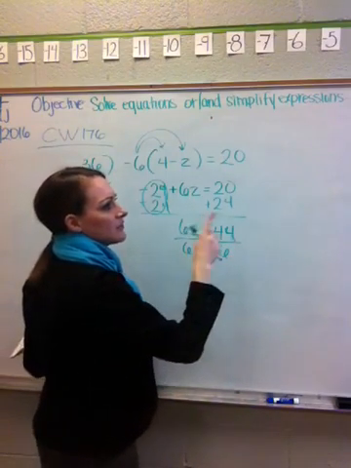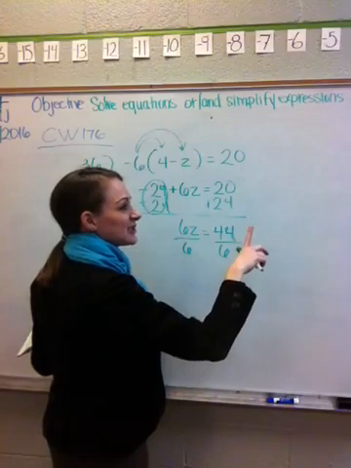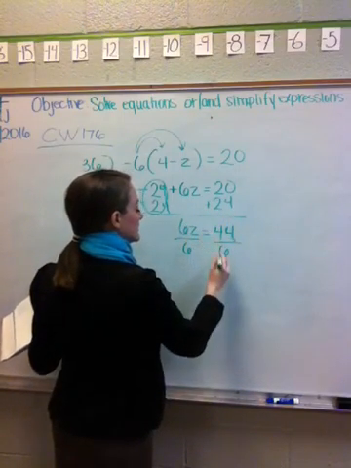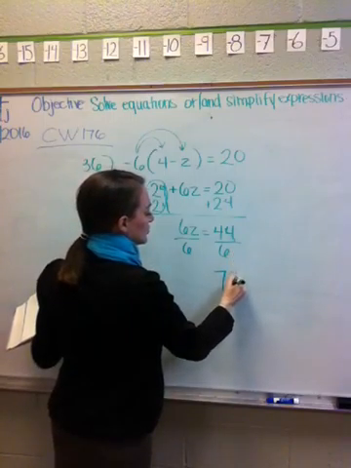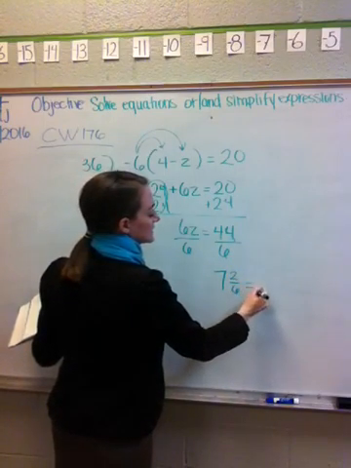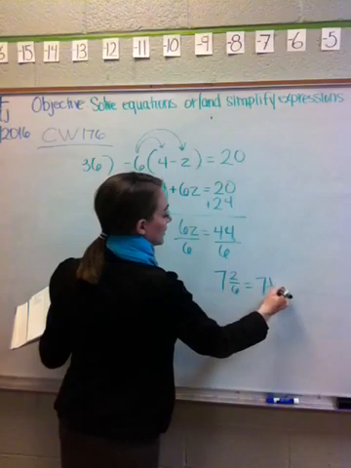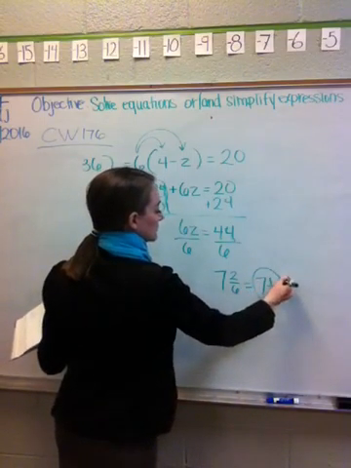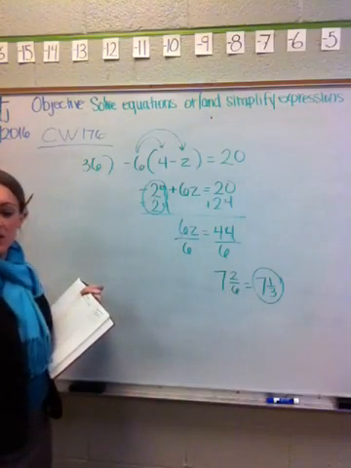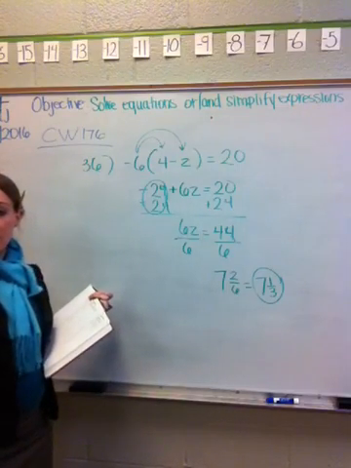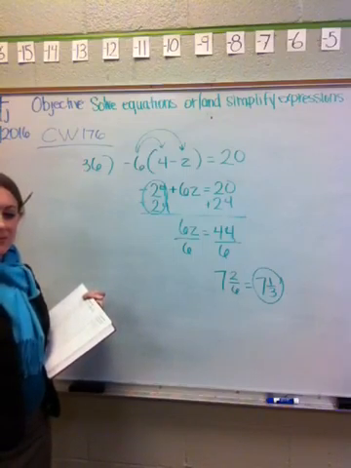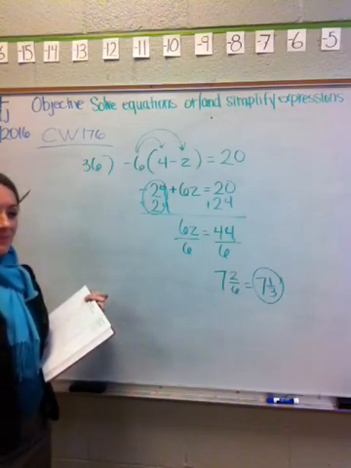6 doesn't go into 44, but 6 goes into 42, right? 7 with 2 over 6. Now I need to simplify that to 7 and 1 over 3, right? That's my answer. Does that make sense, Kara? Could you have it as a decimal? 0.333333? Yeah. Let's write it as a fraction. Yes? Can you do number 39?